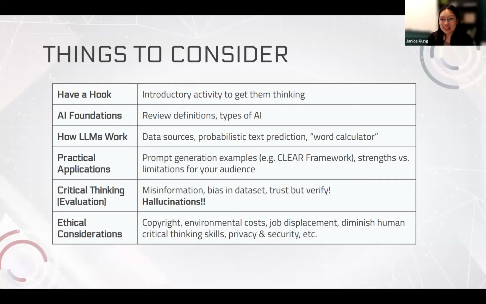And then I think it's also important to talk to the audience about how large language models work. I think it's really important for the audience to understand how it's returning the responses to us as humans. So it's important for them to know the data sources and why we call it a probabilistic text prediction tool or a word calculator. So using these analogies, they have a better understanding of how it works under the hood.